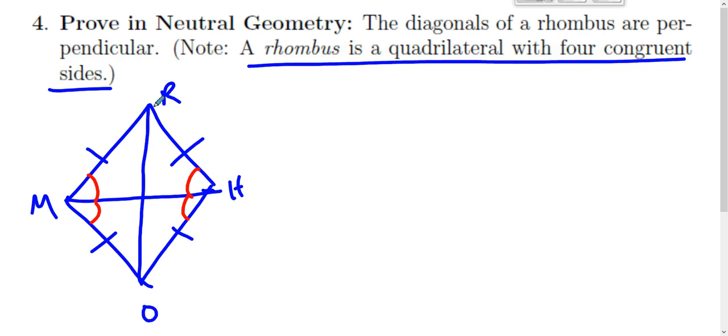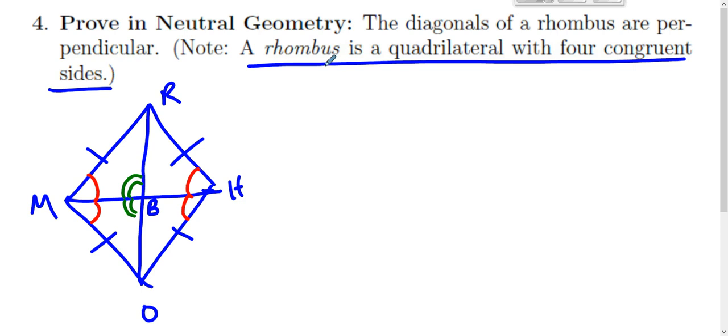And so triangle RM, place where the diagonals cross, is congruent to triangle OM, place where the diagonals cross, by side angle side. And so these two angles are congruent. But if those two angles are congruent and they are supplementary, they are right angles. And if these are right angles, then the lines that form them are perpendicular. That's your game.